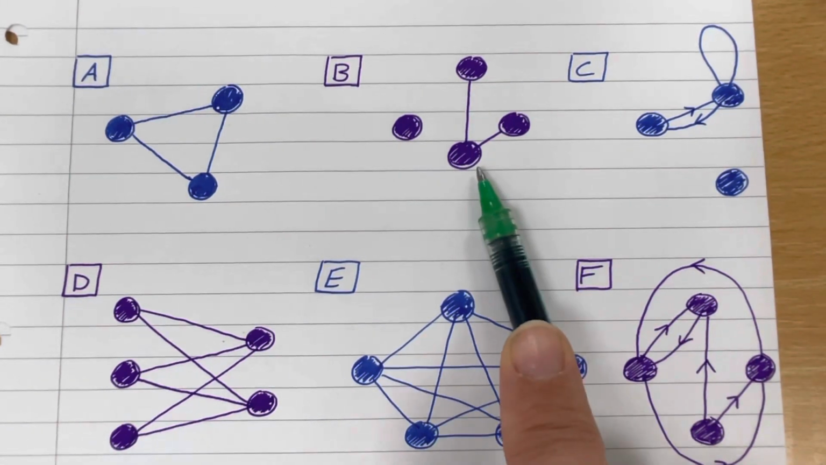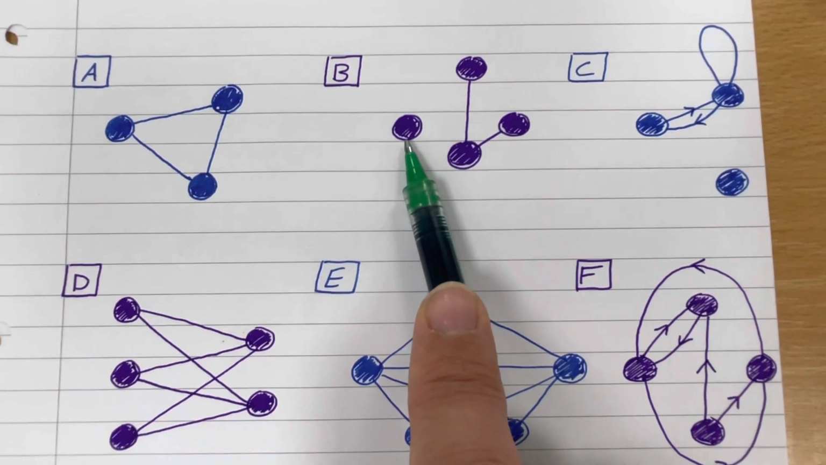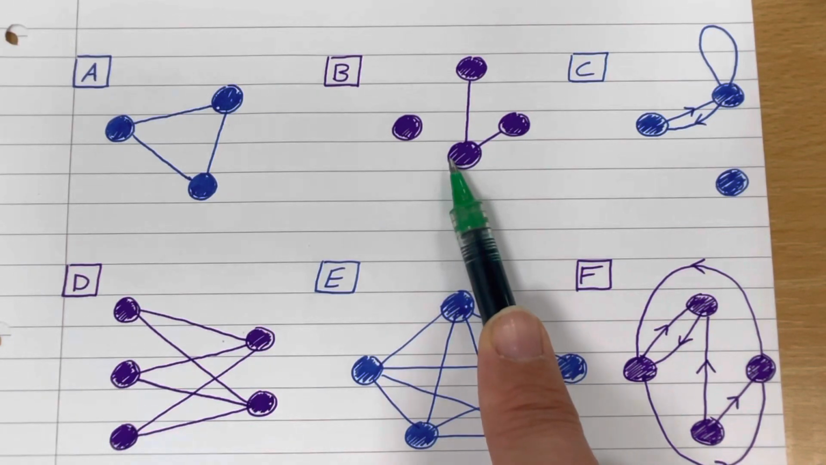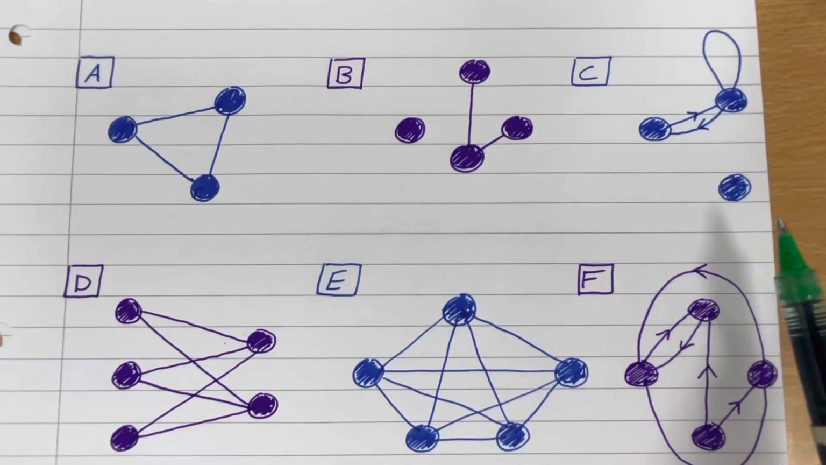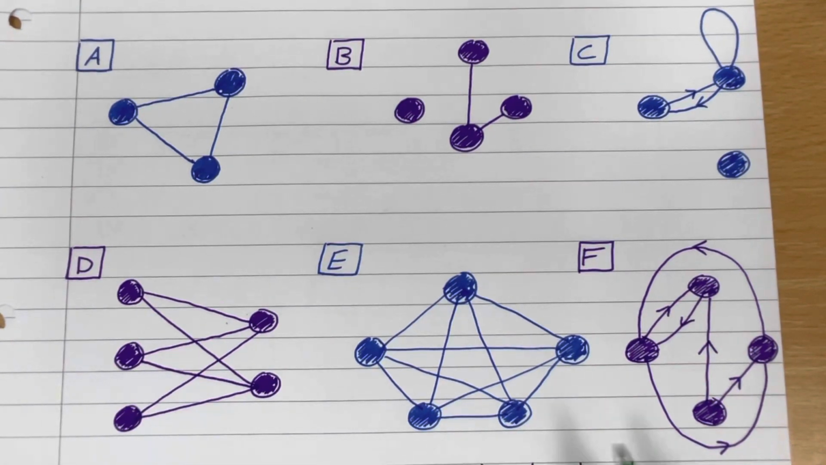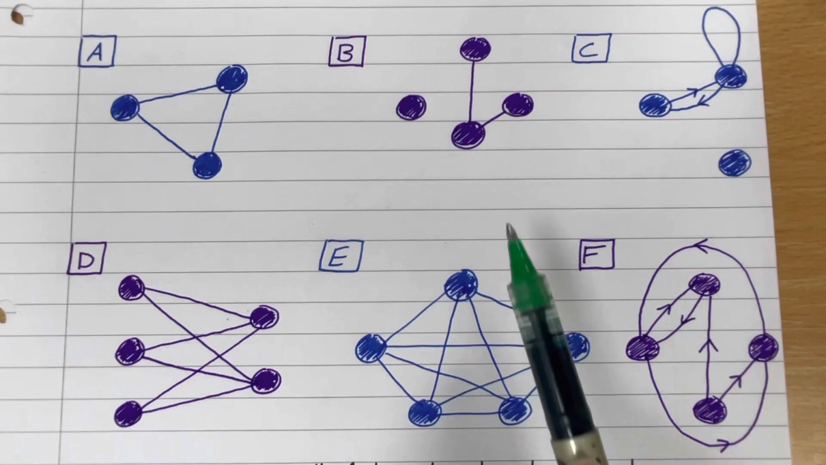B, however, is not connected because I've got this bit over here. If I start here, I can't get to any of those 3, and if I start on one of those 3, I can't get over there. So this is not a connected graph. Similarly, this is not connected. This is connected, this is connected, and this is also connected. Okay, so it's just B and C.